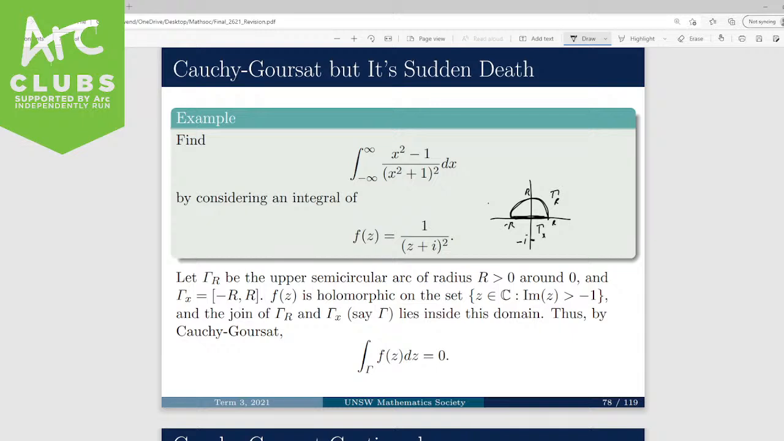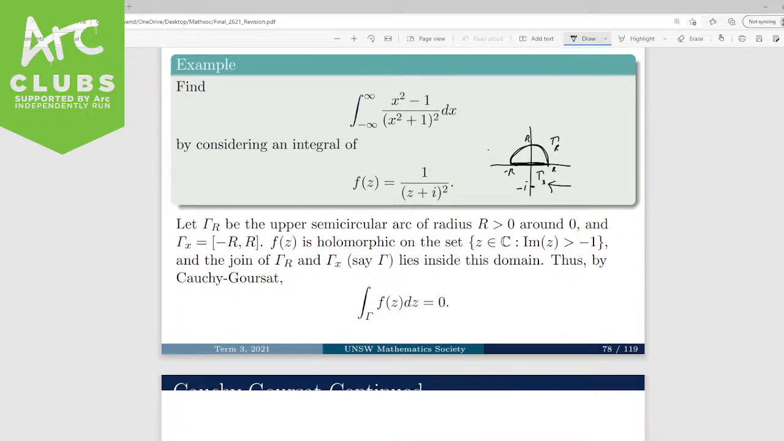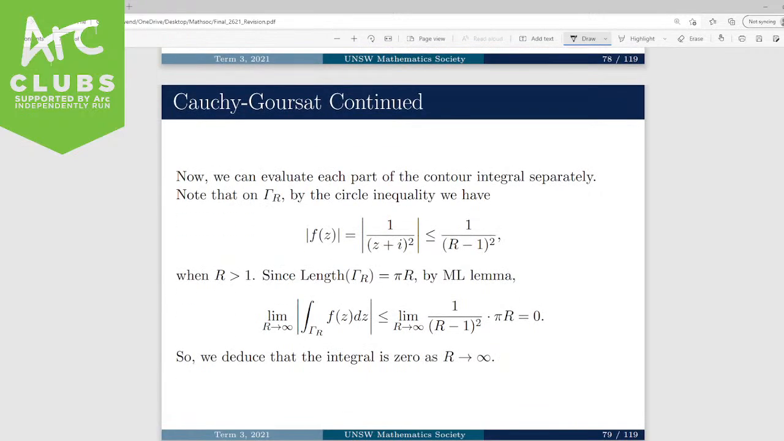So Cauchy-Goursat tells you that going over those contours, the join of gamma r and gamma x, which we're just going to call gamma, so going over that entire semicircle thing, it's equal to 0, such is the Cauchy-Goursat life. More importantly, you want to see what happens to gamma x. So we'll get there. We need to evaluate them separately. We need to get what both of those contour integrals are, gamma r and gamma x.